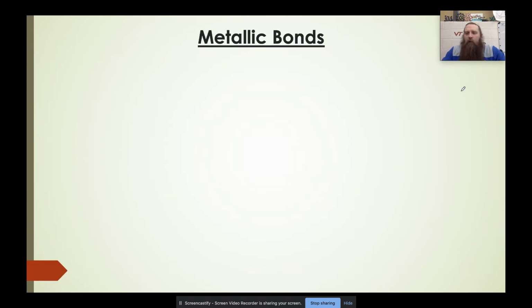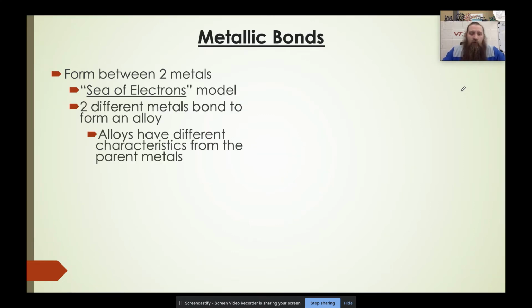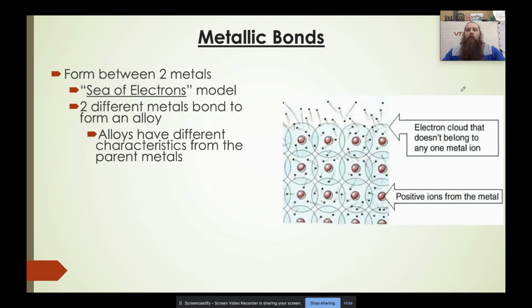Now, with metallic bonds, all we're really going to talk about is this. The theory that describes how the electrons move in a metallic bond is called the sea of electrons. If you have 2 different metals bonded together, we call that an alloy. Alloys have different characteristics from their parent metals. So, bronze is made from copper and tin. Bronze is stronger than both copper and tin by themselves. It makes a better metal for a sword or a shield.